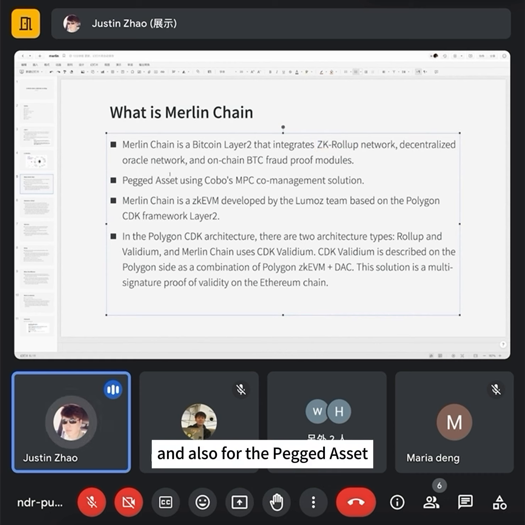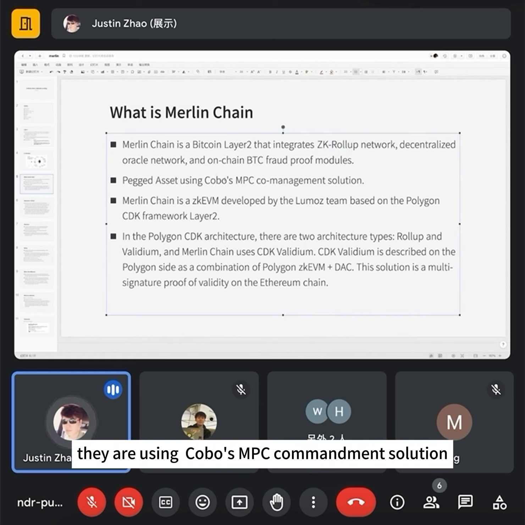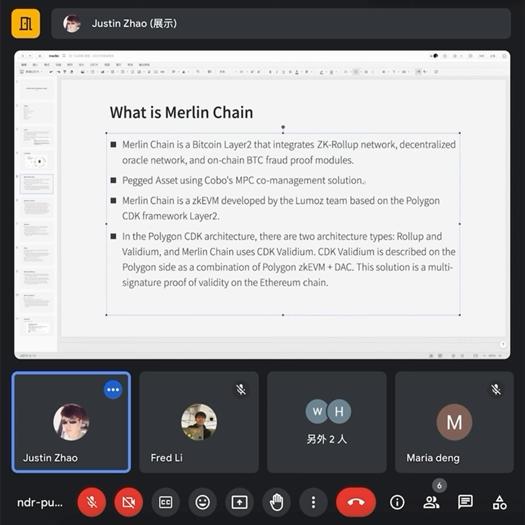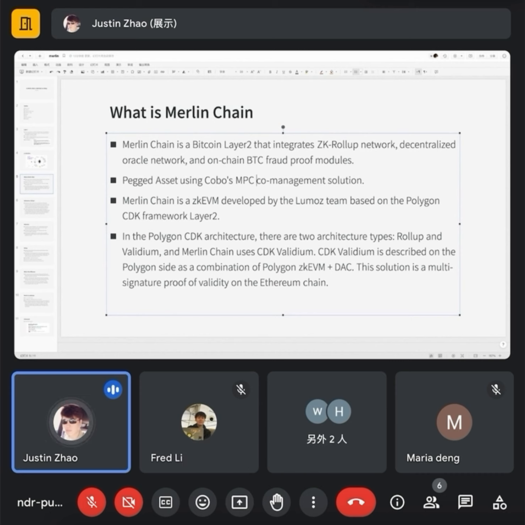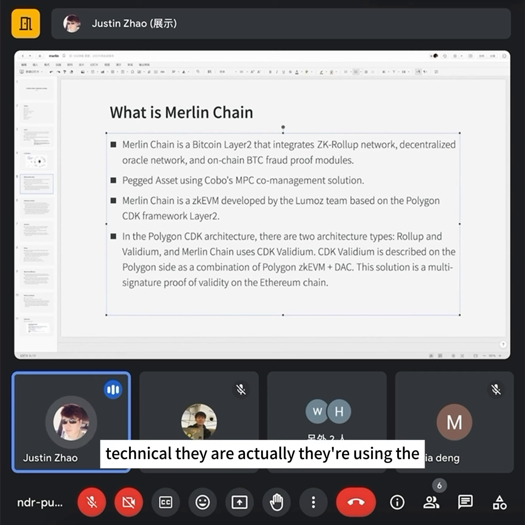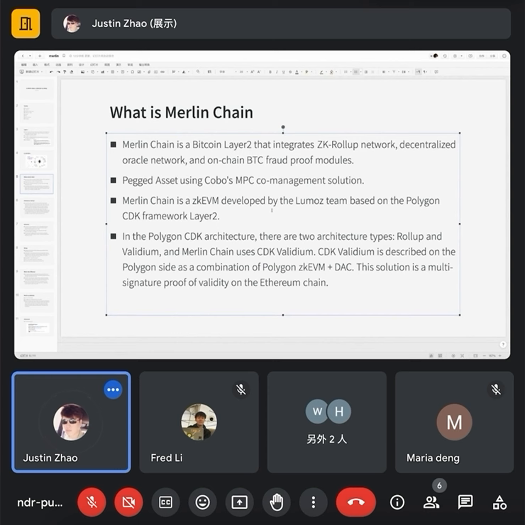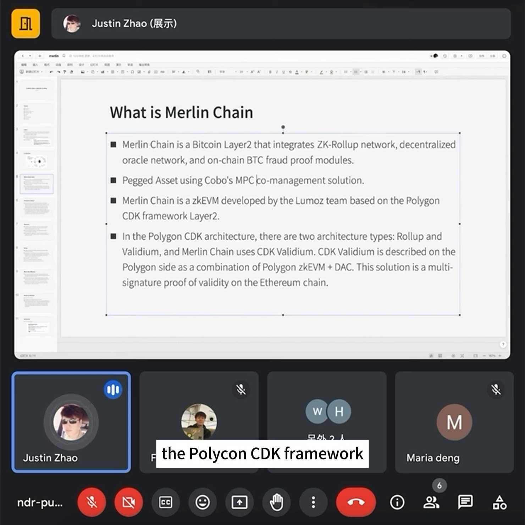And also, for the packed assets, they are using Cobo's MPC co-management solutions. Here, MPC is short for multi-party computation. Actually, you can think of the MPC solution as a special kind of multi-signature wallet for the packed assets. And for the technical stack, they're using the Polygon CDK framework.